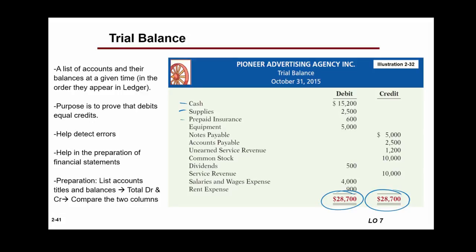For example, let's say that here, instead of having this as supplies, you debited that amount to equipment. What would happen? Supplies will be removed. Equipment will be 7,500. Right? At this point, total debits and total credits will be equal. But is it correct? No, it's not. So this is why it's important to verify that information.